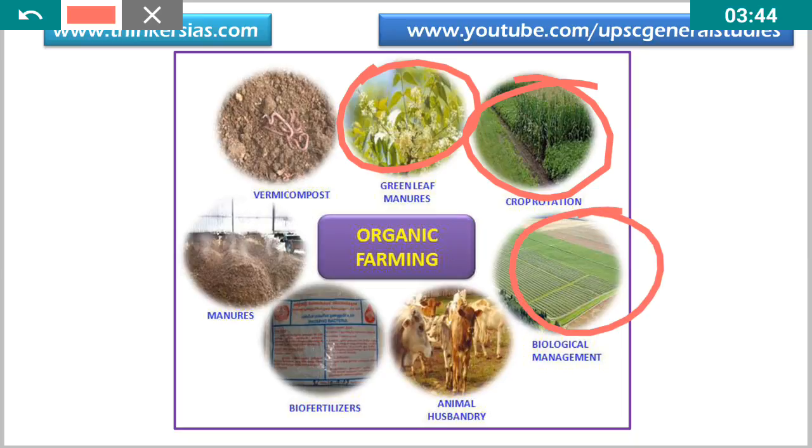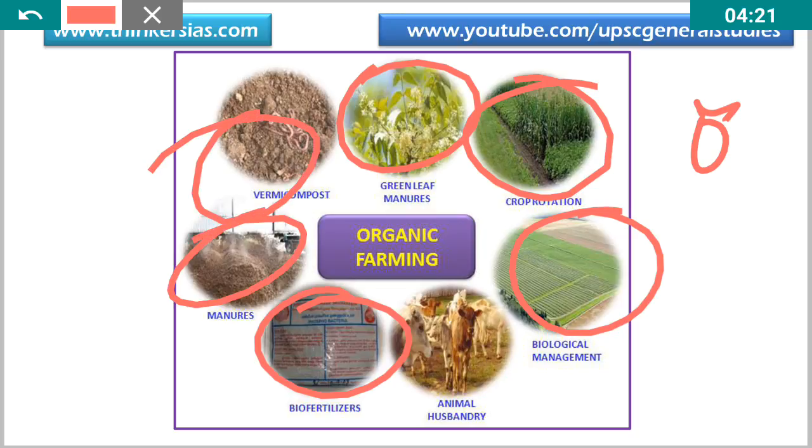Next, biological management. You can use microorganisms to control insects and diseases. For every organism there is a predator, an enemy, and we are going to exploit those enemies against the insect pests. For example, for thrips there is a parasite, and for beetles there is also an enemy. So we increase the population of those enemies to control the pests and diseases. That is biological management. Animal husbandry and biofertilizers I have explained.